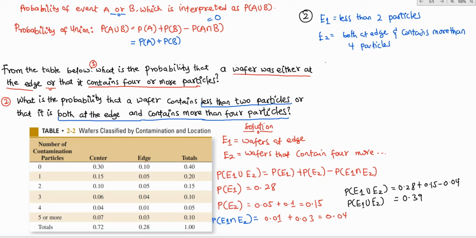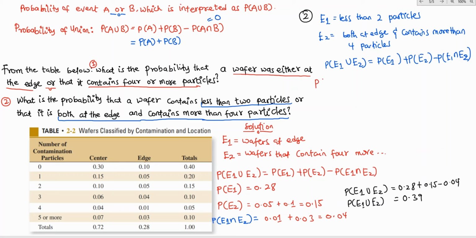Okay, so the probability of E1 union E2 will be equal to the probability of E1 plus the probability of E2 minus the probability of E1 intersection E2, right? So all we want to do next is to find the various probabilities.